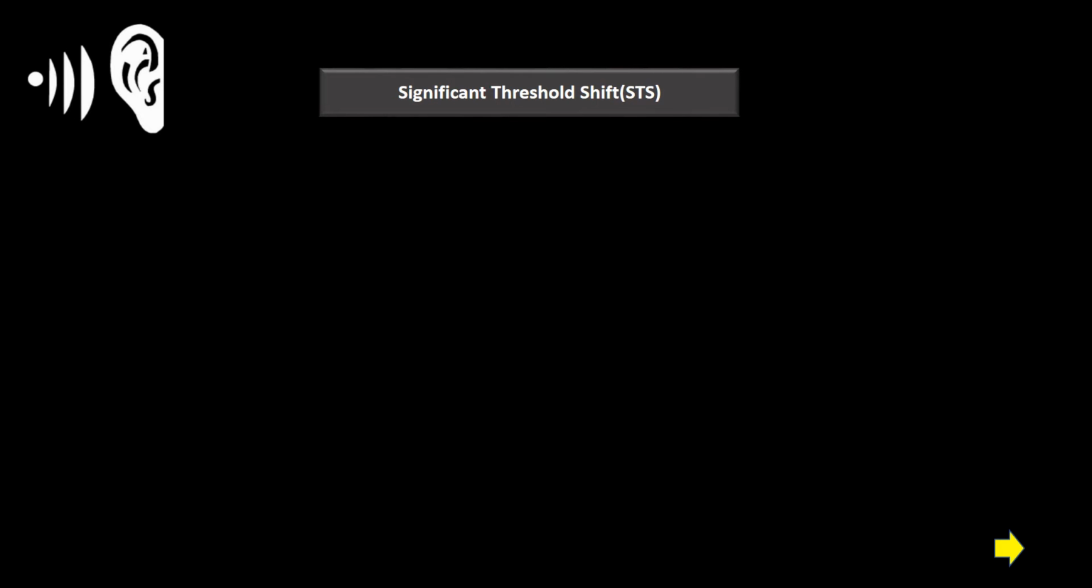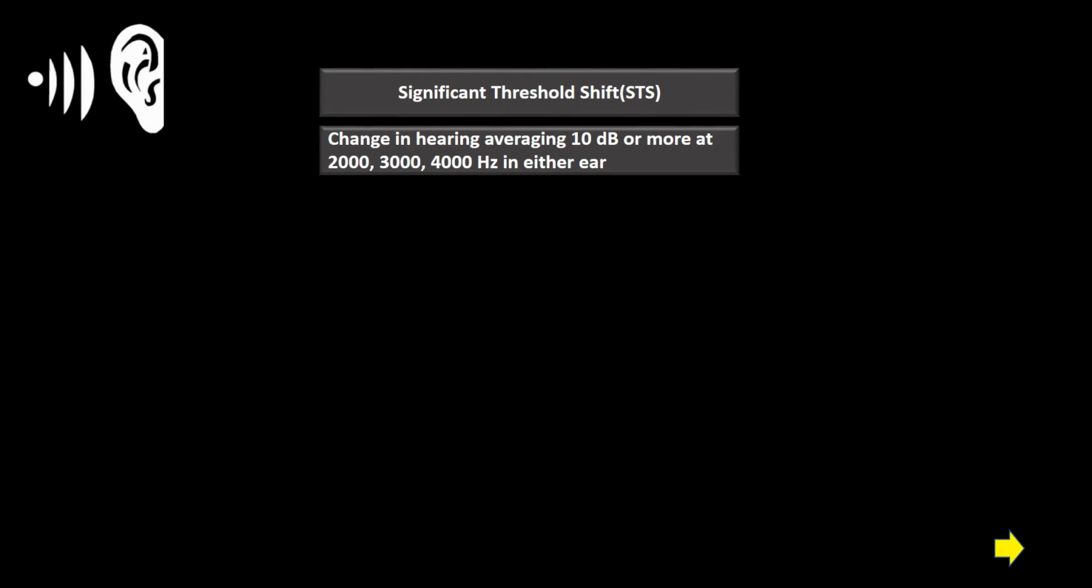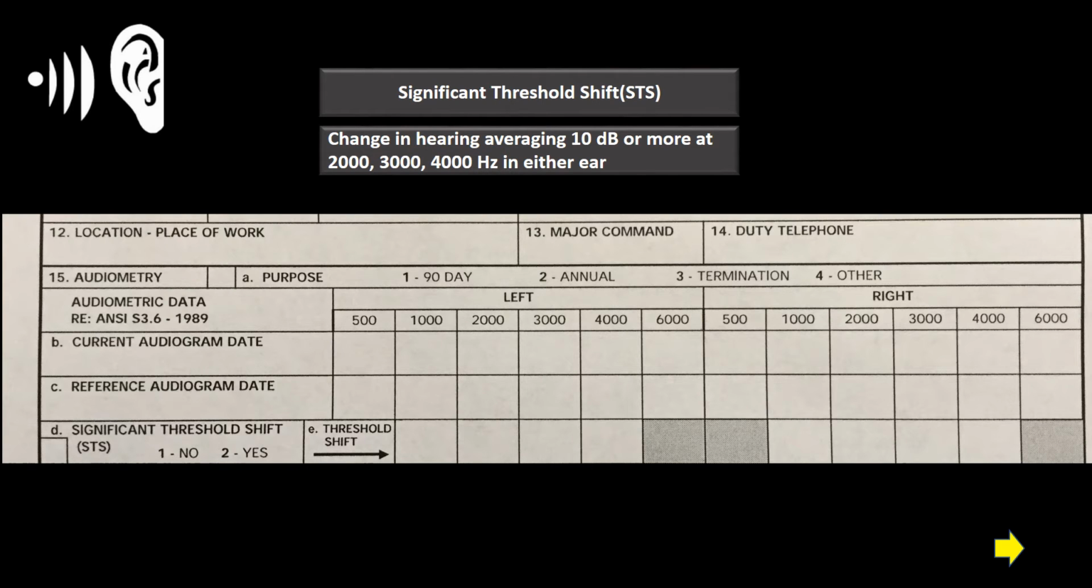So significant threshold shift, we've got two definitions. The first one we have is a change in hearing averaging 10 decibels or more at 2,000, 3,000, or 4,000 hertz in each ear. So let's pull up a DD2216. This is the hearing conservation data. This is the document we're going to put all your annual audiograms on.